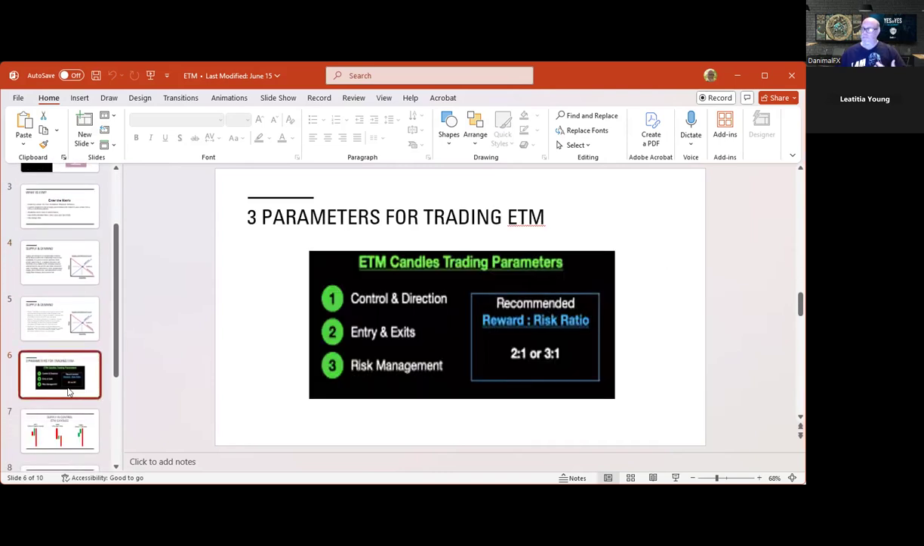So the ETM was designed to give us some parameters for trading. First of all, it's looking for control or direction of the market. Who's in control? Are the sellers in control or the buyers in control? The second thing these candlesticks will do for us is give us our entries and exits. And of course, as I mentioned earlier, it will show us our risk management. The recommendation when I first started trading for most traders is 1-to-1, but 2-to-1 or 3-to-1 is also a good risk to reward ratio.